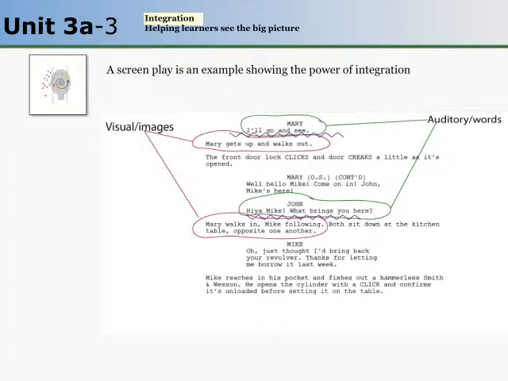Integration is helping learners see the big picture, and I think a screenplay is the best example of showing the power of integration. Screenplays make their authors lots of money. And what they basically are is integrated. It's the power of integration. The screenplay shows the movie directors what is happening on the screen along with what is being said. So you see visual images integrated with words.